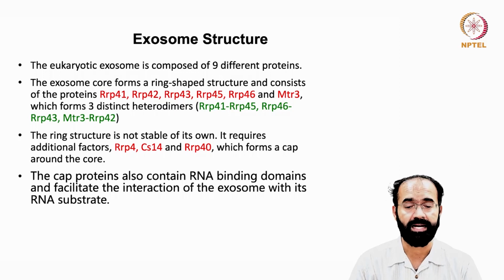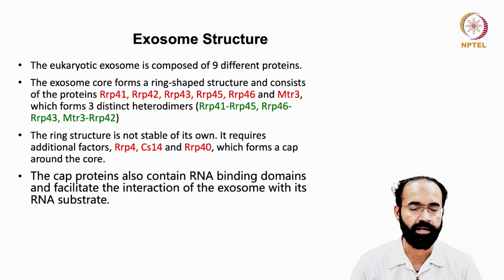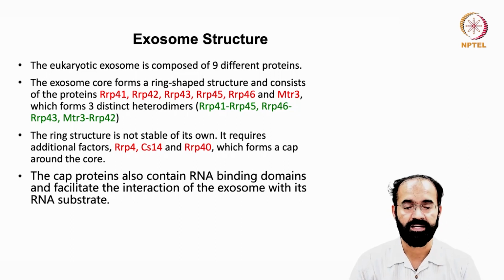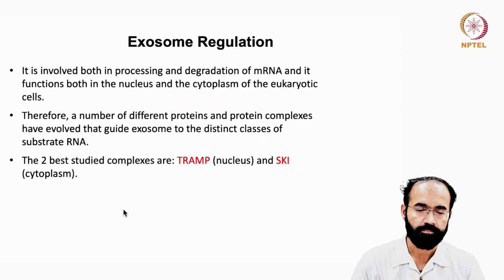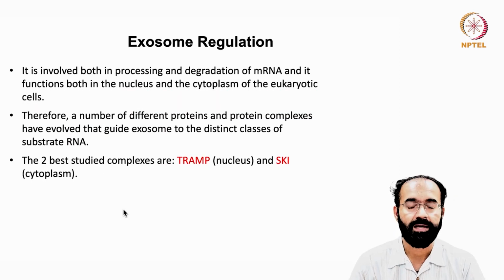The cap proteins also contain an RNA binding domain, and act like glue. If you apply glue onto a paper and throw some glitter on it, wherever there was glue it will stick, right? So cap proteins can bind RNA and facilitate the interaction of the exosome, which is made of a ring of 3 heterodimers, a total of 6 proteins, with its RNA substrate. So the cap not only stabilizes the structure but also brings the RNA substrate onto the target. So let us see how exosomes are regulated.